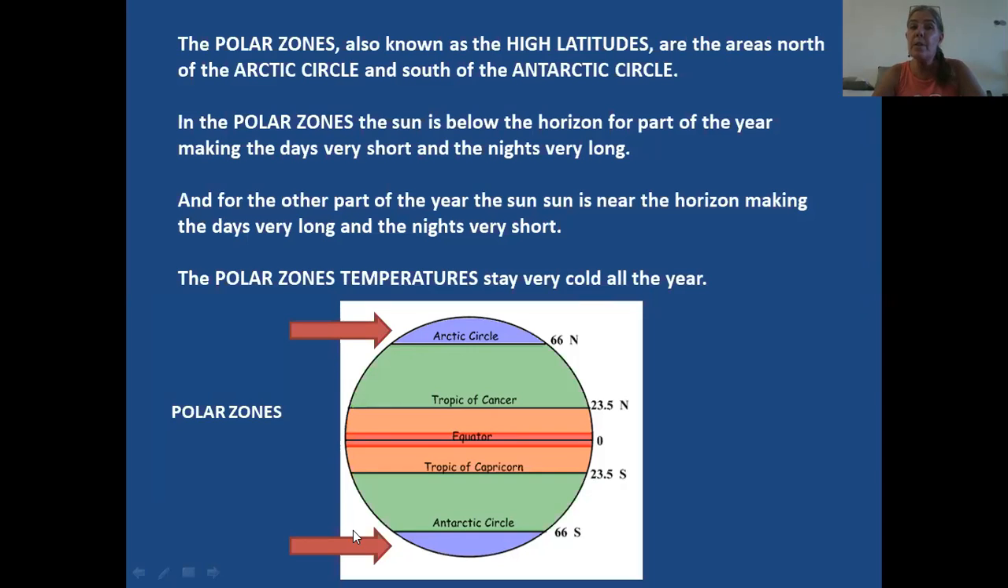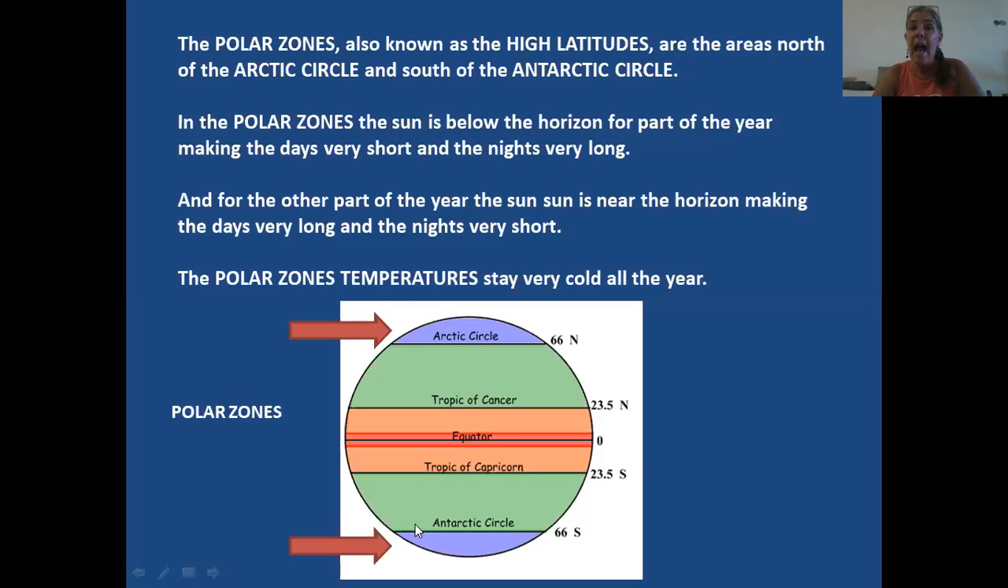In the polar zones, the sun is below the horizon for part of the year, making the days very short and the nights very long. And on the other part of the year, the sun is near the horizon, and this makes the days very long and the nights very short.